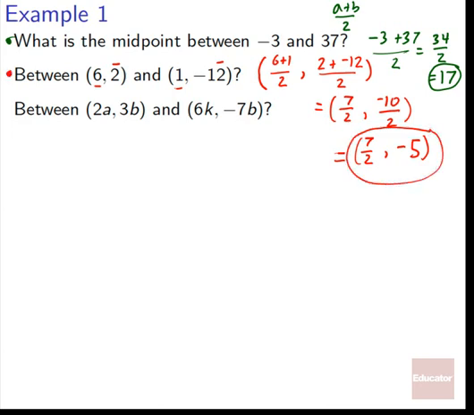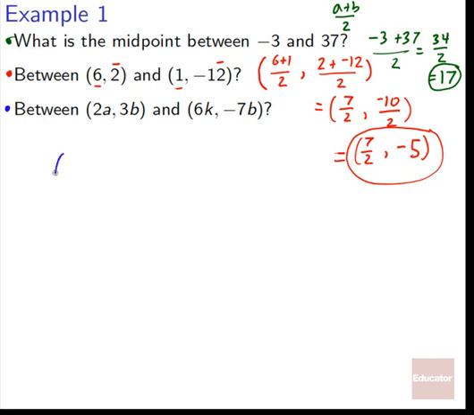And our last one, what if somebody handed us things that weren't numbers, right? They hand us 2a, 3b, 6k, negative 7b. They are numbers in that a represents some number, right? It's a placeholder, it's a variable. B represents a number, k represents a number. They all represent numbers, but we can't actually solve and get numbers like we did with these previous two questions. But we can still use the variables. We just put them into the formula just the same.